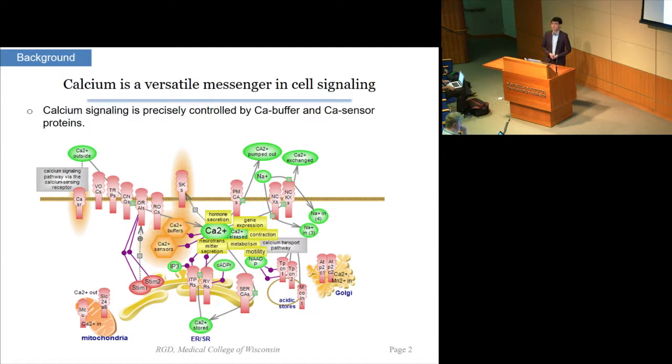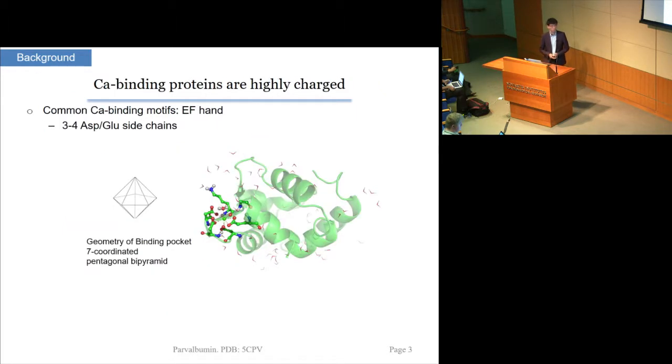Because calcium is involved in different mechanisms at the same time, the calcium concentration must be precisely controlled by a large family of calcium sensors and buffers. So this is what a calcium binding protein looks like. The most common calcium binding motif is called EF-hand. It is highly charged with 3 to 4 carboxylate groups in the binding site. And the geometry is a well-defined pentagonal bipyramid geometry.